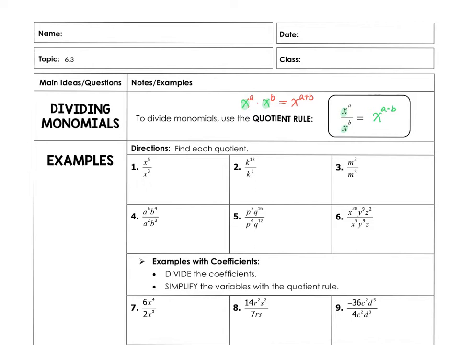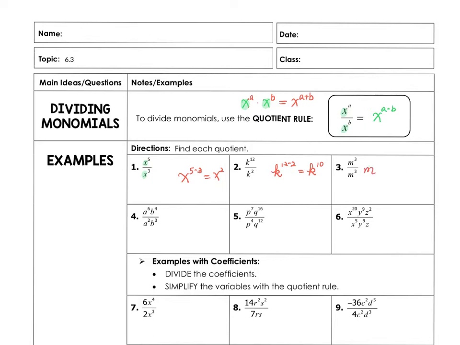Example 1, I do have the same base here. X is my base, and I just need to keep the base and subtract the exponents. So x squared is my final answer. Over here, I have the same base. I subtract the exponents. I have k to the 10th.